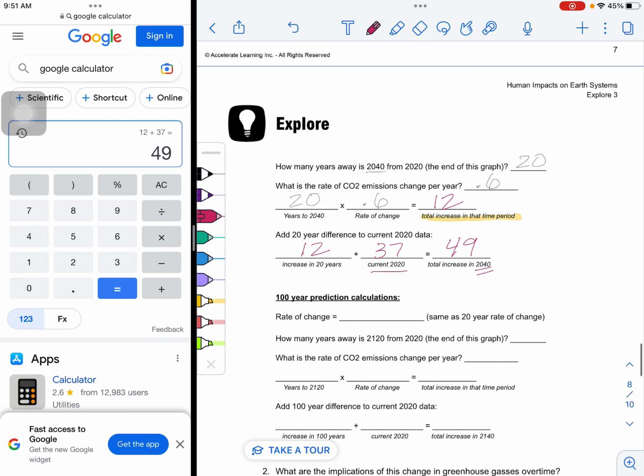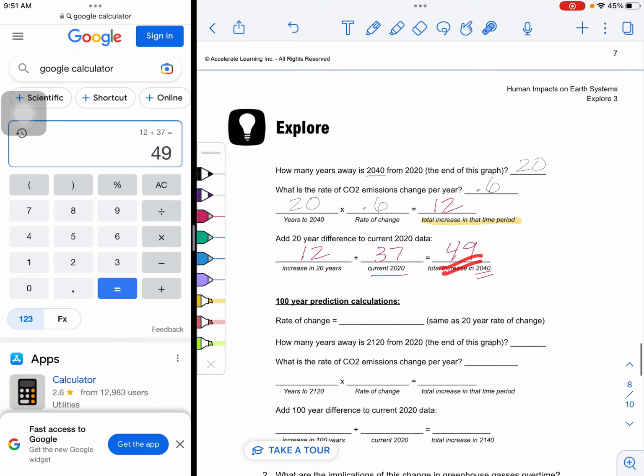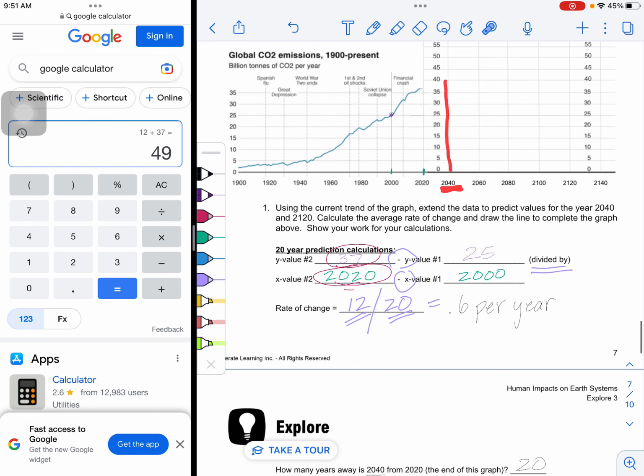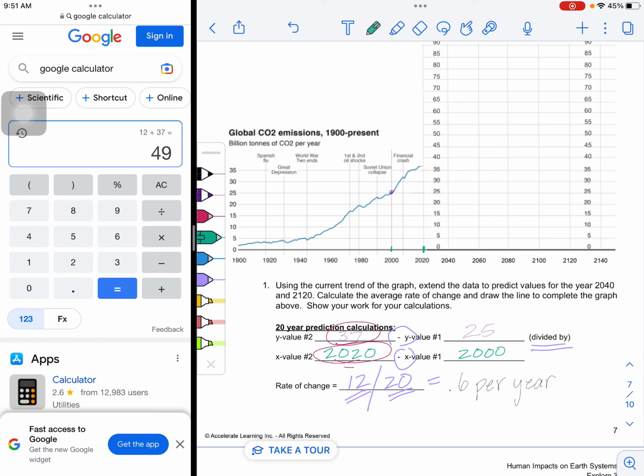So if I know it's changing this much per year, over 20 years of that change I have to increase 12 billion tons in that time frame. So 12 more billion tons from where it's at in 2020 puts me on the graph at 49 billion tons. So I'm here on my graph, the year 2040. I want it to be up to, what did I say? 49. So I wanted a point right here. So that's my projected graph to 2040.